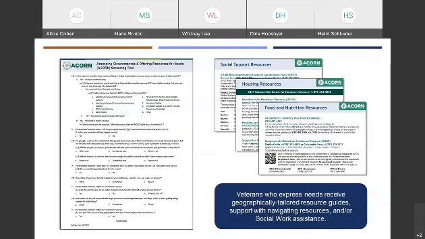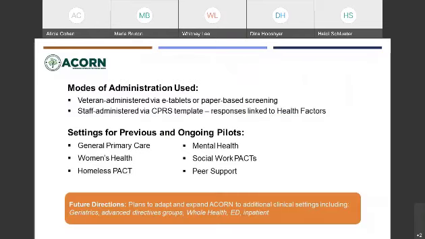So on the left-hand side is just an example of some of our screening questions, and then on the right are examples of some of the geographically tailored resource guides that our team has developed that we're able to provide to veterans at the point of care. ACORN can be administered either via e-tablet or paper-based screening. There's also a CPRS template that can be made available so that staff can administer the ACORN screener directly within CPRS.